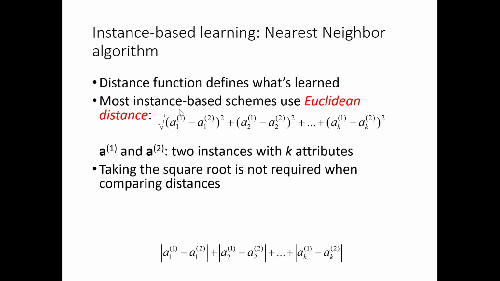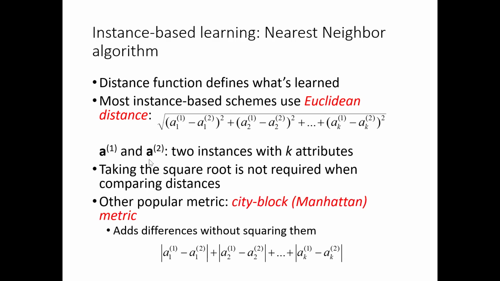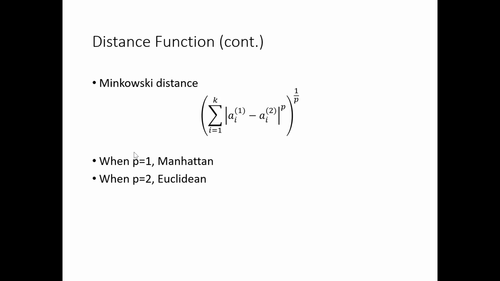Under that, we can talk about other metrics as well, for example the city block metric. Then there is a more generalized version, called the Minkowski distance, and you can see all the necessary information, but you don't have a fixed value; you use a variable for that.